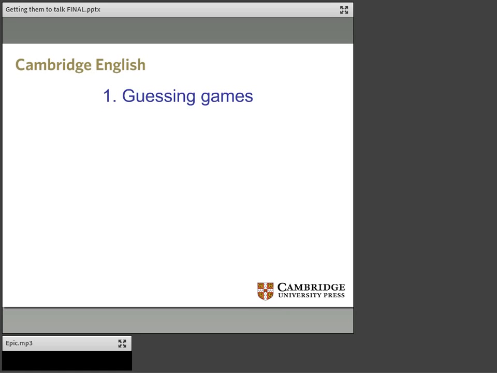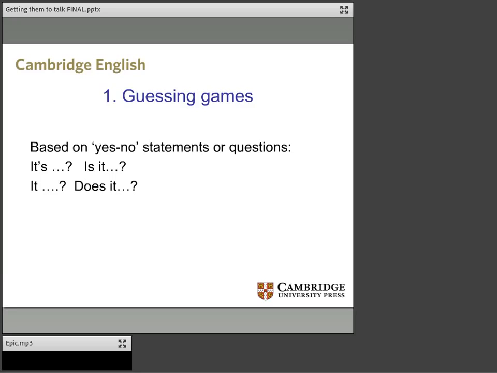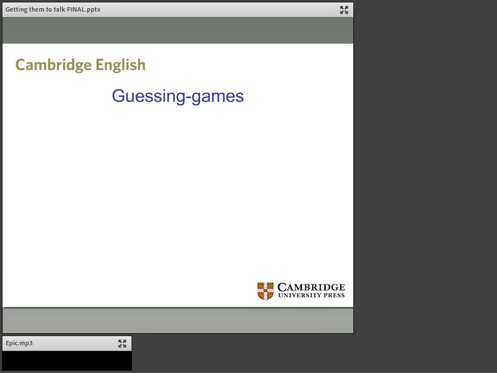So guessing games are based on yes/no statements or questions. It's, or is it. Actually, I've listened to native speakers doing guessing games, and they very, very often, I would say, in fact, more often use statements. It's a ball, it's a boy, it's a girl, rather than is it a ball, is it a boy, is it a girl. Much more natural in many situations. We don't have to insist on questions, but we do want to use these basic, very, very easy to cope with patterns of yes/no questions. It, does it, you are you, do you, and so on.